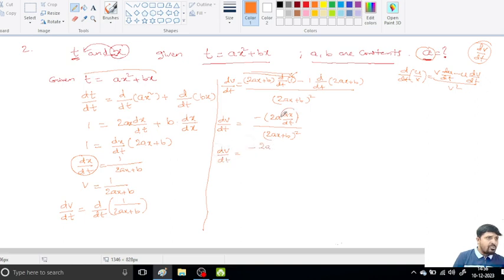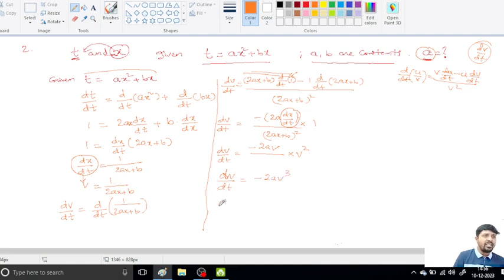So now dv by dt equals minus 2a. Can you please tell me what is dx by dt? dx by dt is written as v. So I am writing here v by, this is nothing but 1 by (2ax plus b) whole square. 2ax plus b is v, that's why it is nothing but v square. So dv by dt equals minus 2av cube.